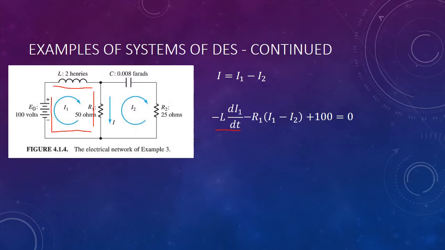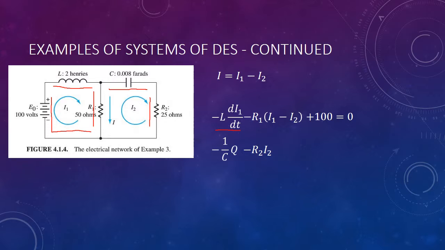Now we're going to do the second loop. I'm going to start here with the capacitor. I'm going with the current, so the voltage drop across the capacitor is 1 over C times the charge on the capacitor. And then I'm going this way, going with the current, so the voltage drop there is minus R2 I2.